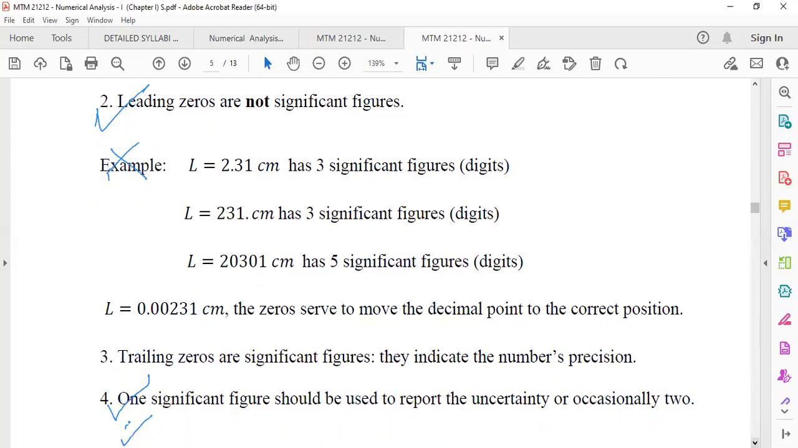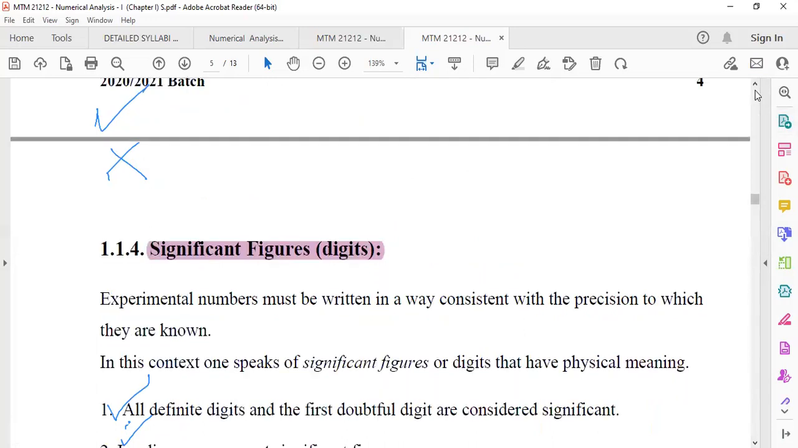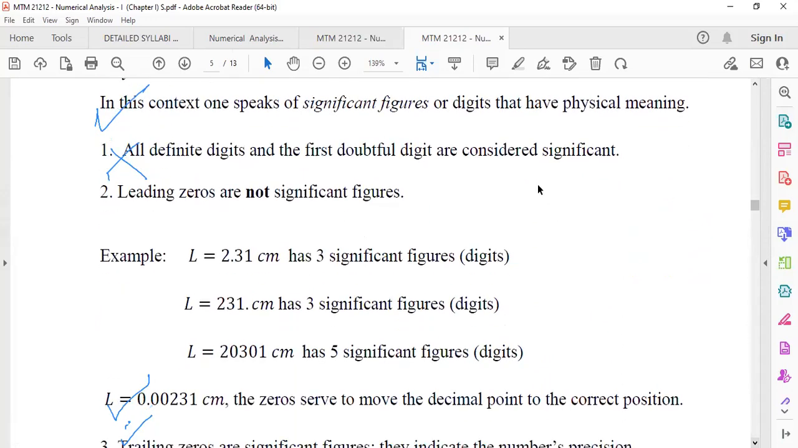Significant figures should also be used to report the uncertainty of a measurement. We can see that one later. So see this example first. That is a very important one. In this example, what do you think? How many significant digits? Of course there are no leading zeros, so all these three are significant figures.